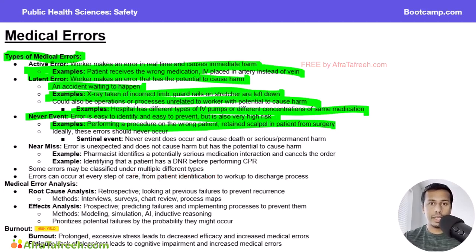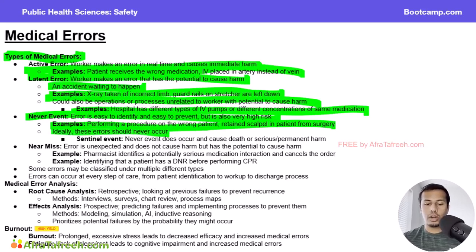Additionally, something like a retained scalpel, this is really easy to prevent. In the OR, we just do counts of all of the different devices, the sponges, the scalpels, all of the instruments, really easy to prevent. But if you leave that scalpel in that patient, that's going to cause some serious harm. And like I said, ideally, these errors should never occur.